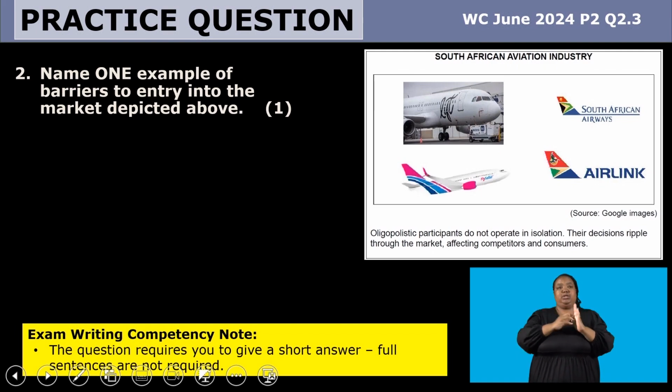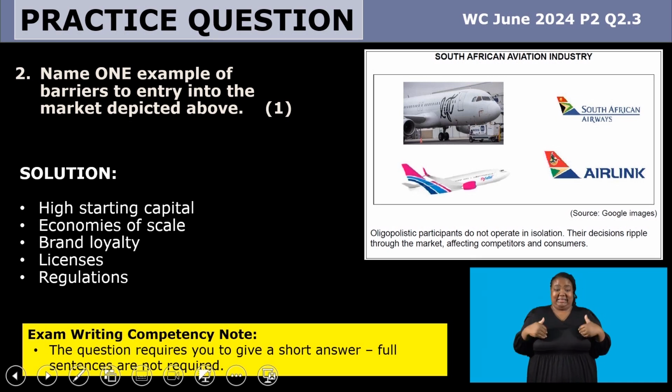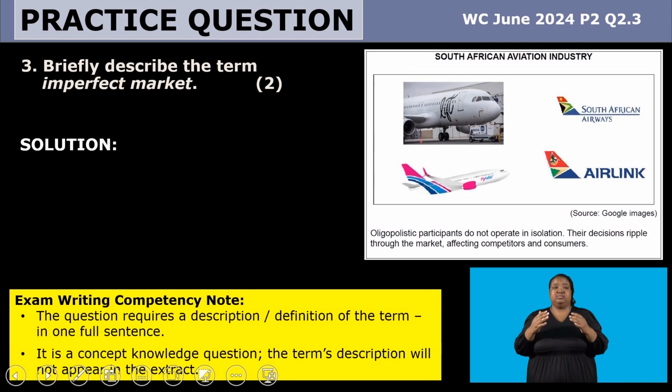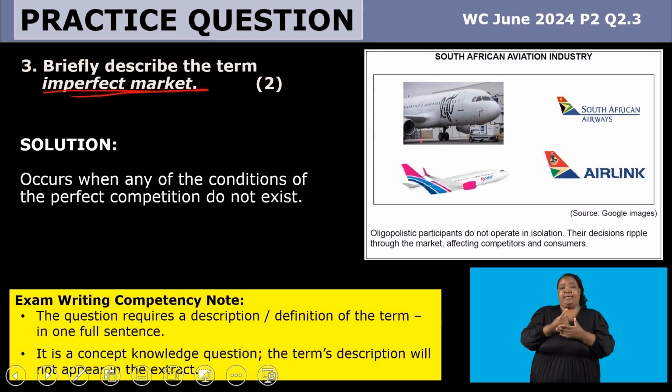Name one example of barriers to entry into the market depicted above. High starting capital, economies of scale, brand loyalty, licenses, and regulations. Briefly describe the term imperfect market, for 2 marks. It occurs when any of the conditions of perfect competition do not exist. So any firm or market structure that does not exhibit the features of a perfect market is an imperfect market.